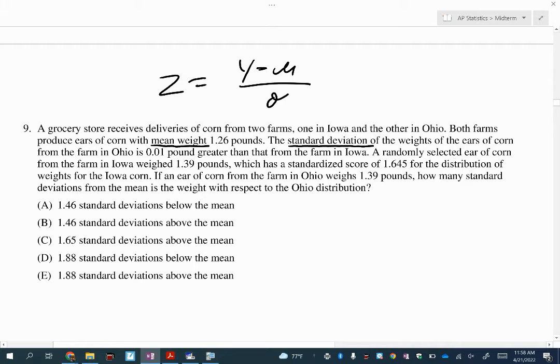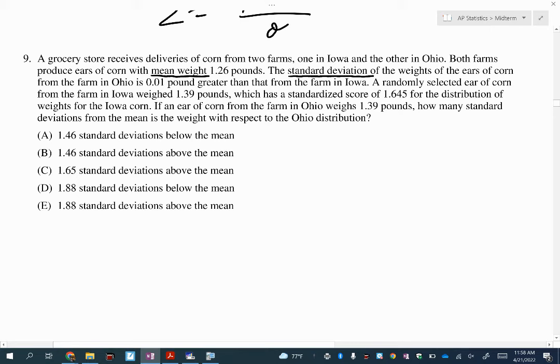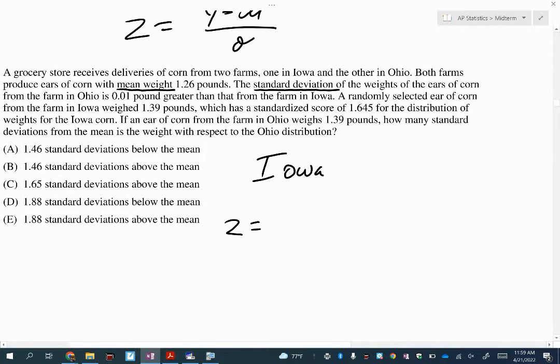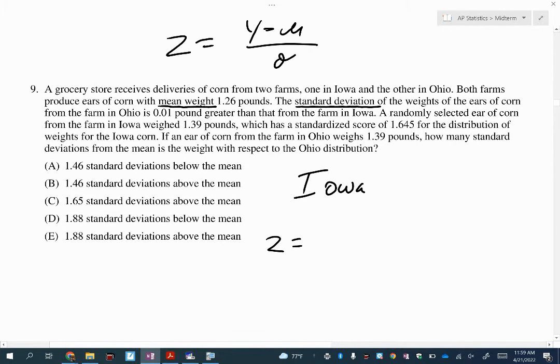The first thing I noticed was they told me, and I'll just start with Iowa. So this is Iowa. We have z-score equals, our randomly selected ear of corn in Iowa weighed 1.39 pounds. Everybody good? Why I put that there? That's the one that we picked. What is the average weight that we expect for these ears of corn for both of these farms? 1.26 is correct.